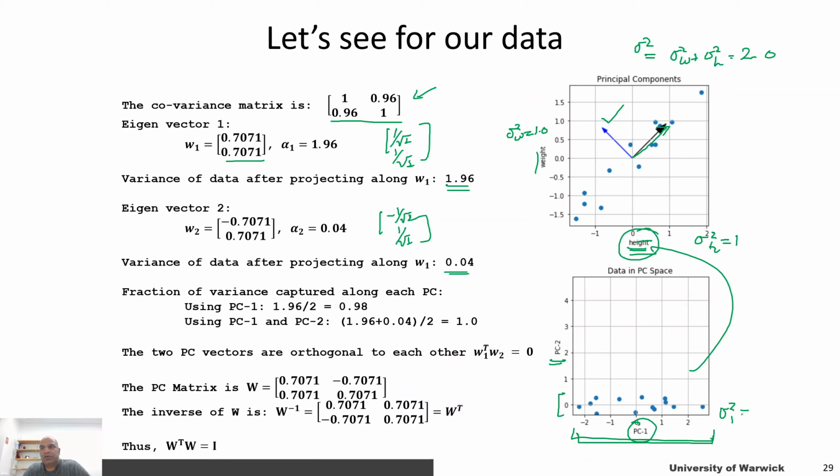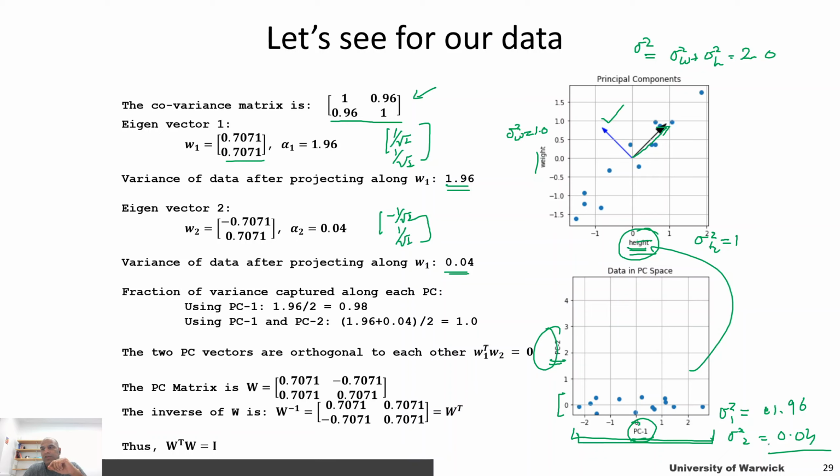Now, once I do this projection and calculate these variances again, then sigma square 1 is going to come out to be 1.96, and sigma square 2 is going to come out to 0.04, and if you add these together, you're going to get 2 again. So no loss in variance. But the good thing is, now I can drop out this principal component number 2 and use only principal component number 1. So I've effectively reduced the dimensionality of my data from 2 to 1, and the amount of information loss, I can calculate that actually.